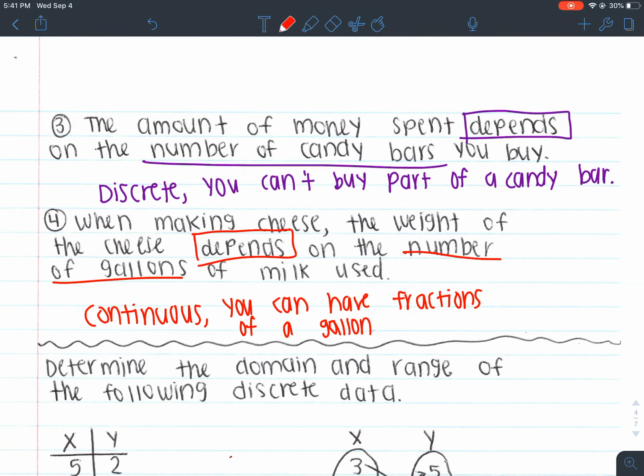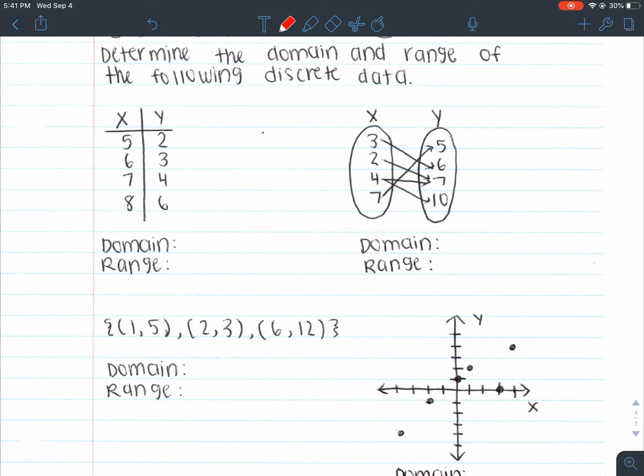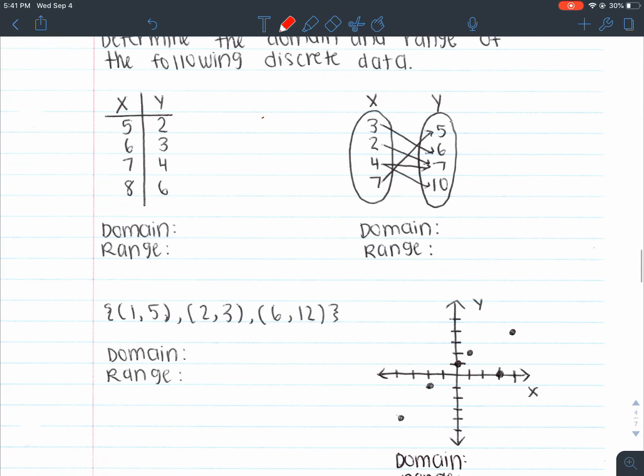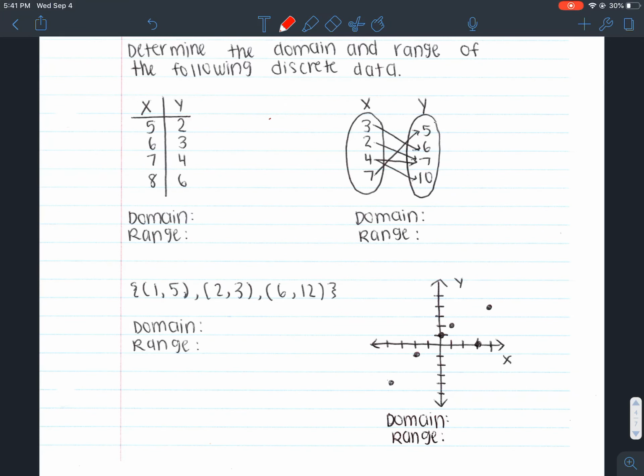All right. So now we're going to start talking about domain and range of discrete data. And then the last page of the notes is over continuous data. So these are all discrete functions because, well, first of all, we don't know if they're functions. We'll find out soon. But remember, a function, for every input, has at most one output. We're going to do domain and range for all of these 4 representations. We have a table, a mapping diagram, ordered pairs, and then an actual graph.